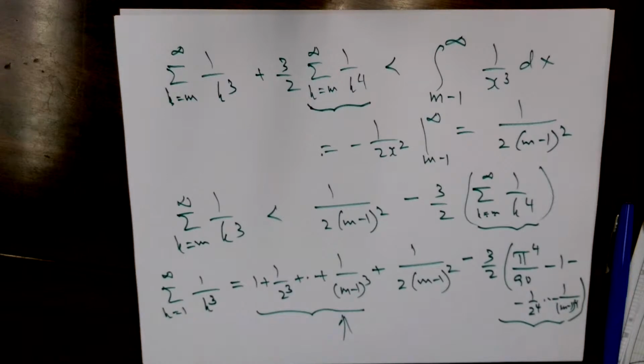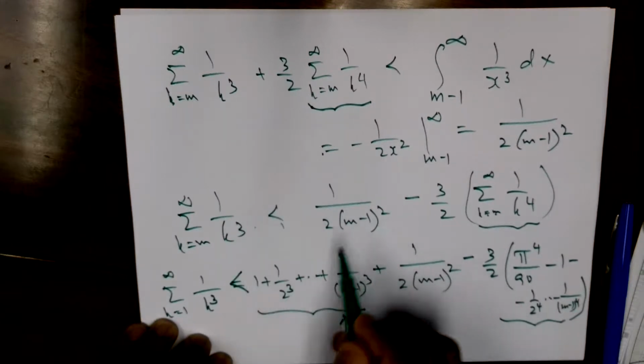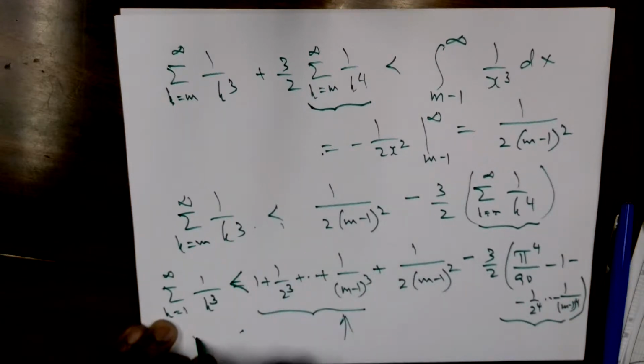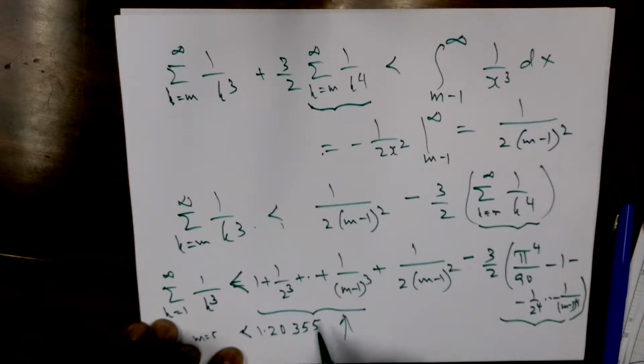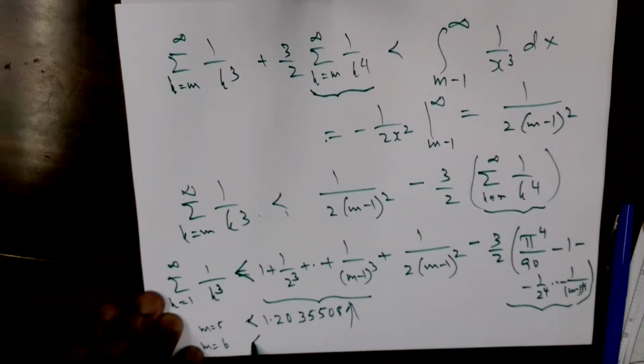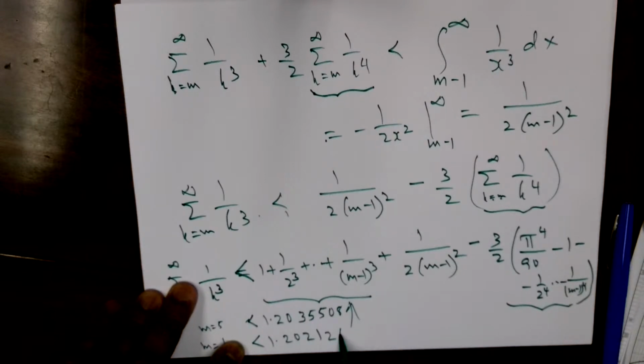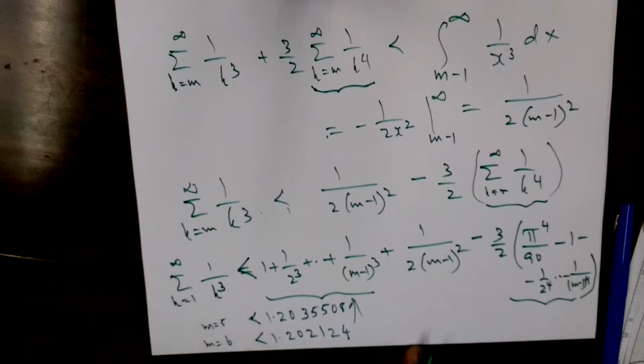So let's say we do it for M equal to 5 or something. So if you do this for M equal to 5, remember this is still less than. So if you use M equal to 5, this will turn out to be less than 1.2035508. And I did one more term, M equal to 6, you get 1.2021248496.